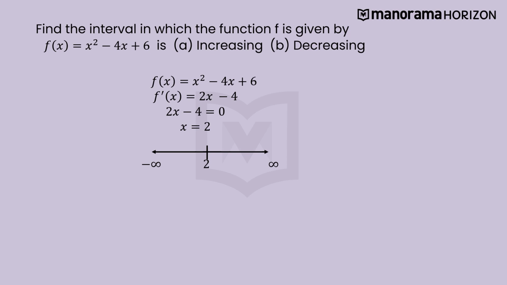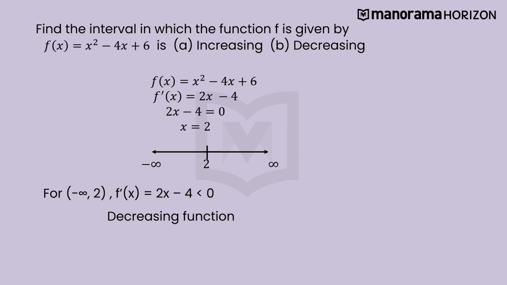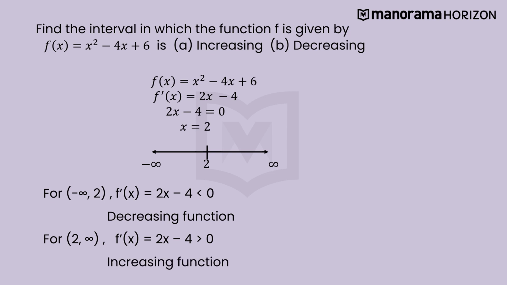Now substitute the intervals in f'(x). For minus infinity to 2, f'(x) is equal to 2x minus 4, which is always less than 0. So we can say the function is a decreasing function in this particular interval. Now, when the interval is from 2 to infinity, we find f'(x) is equal to 2x minus 4, which is always greater than 0. So this function is an increasing function in the interval 2 to infinity.